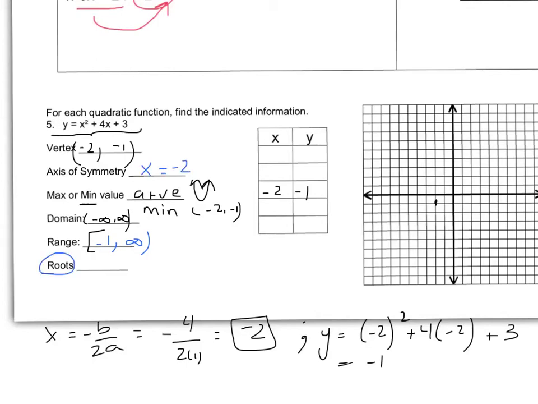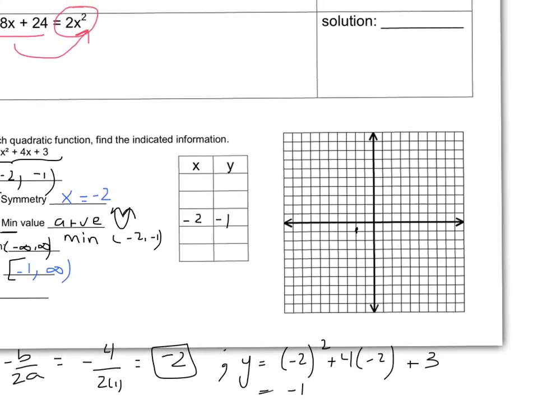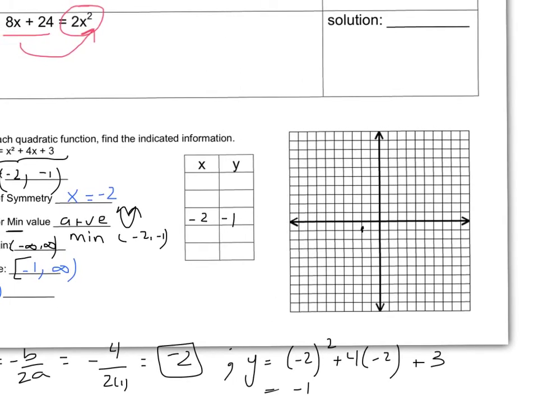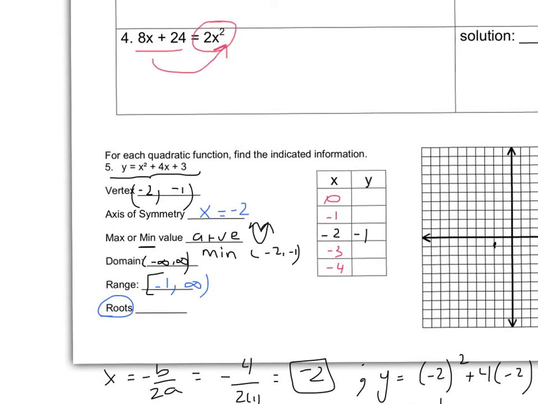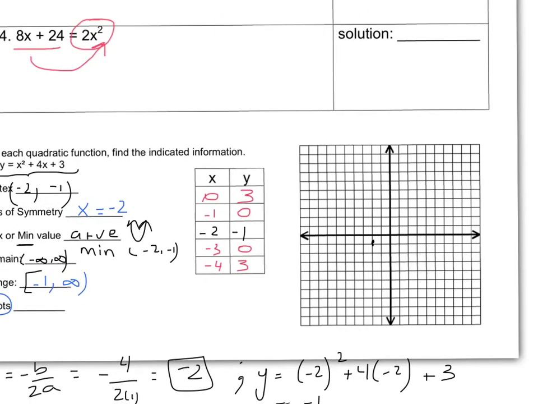Now the roots, wherever it's going to cross the x-axis. Remember when you want to graph it, you would take 2 points to the right and 2 points to the left, and to find those points you would just plug them into the equation to find the y. So if you plug in 0 over here, it's going to be 3, because this is the y-intercept. If you plug in negative 1, you're going to get 0. So if you just plot the points, this would be a graph. It's going to look something like this.